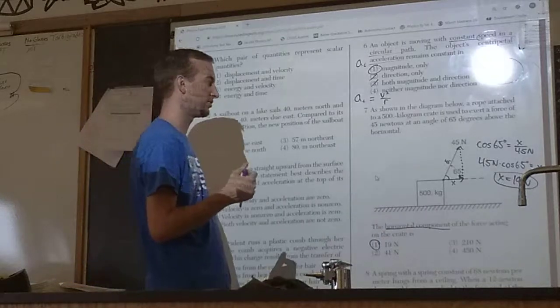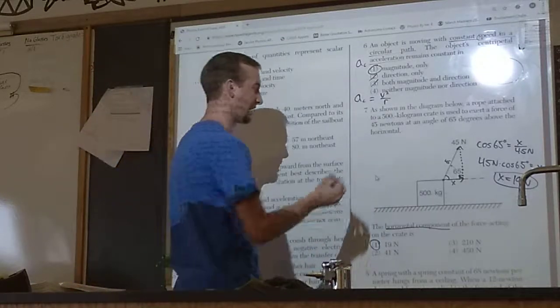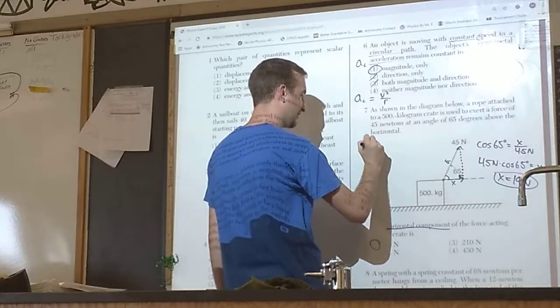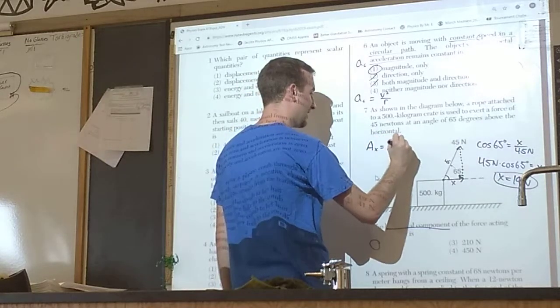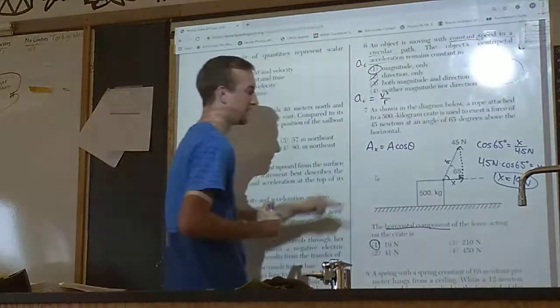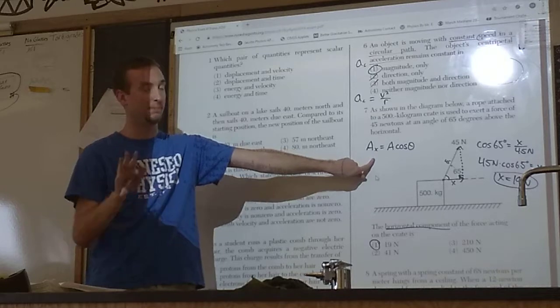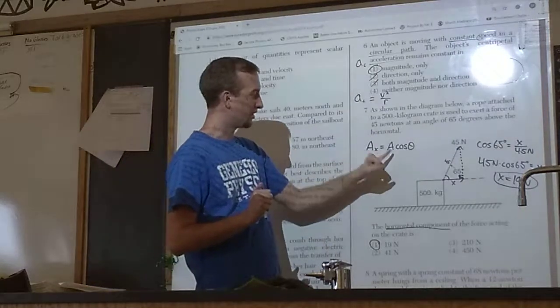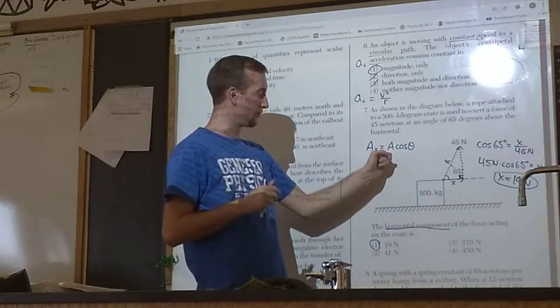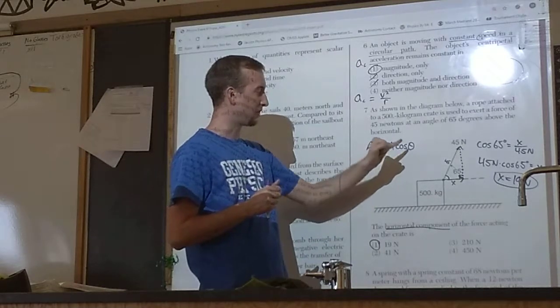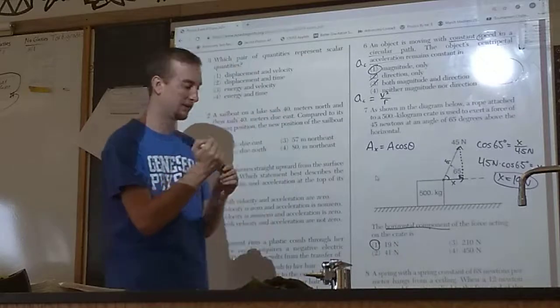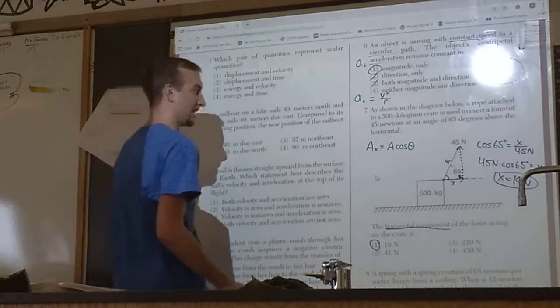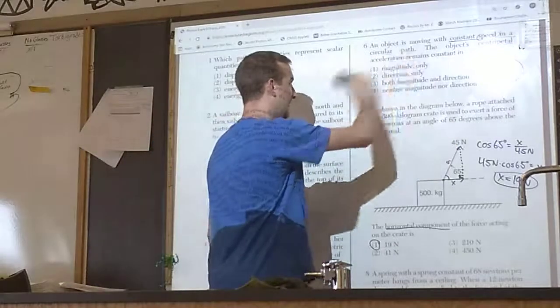And this relates to the equation that is in our reference tables. If you look on the back, there is an equation that says Ax equals A cosine theta. Meaning, any x component, typically, for any sort of vector, is equal to the size of the big vector, the vector you're given, multiplied by cosine of whatever the angle is. That is, in fact, on the reference tables. Last one on the front page.